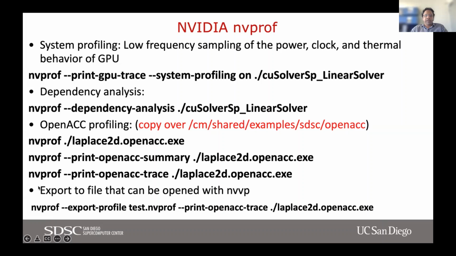So you can do a summary and you can do a trace again, and you can use the OpenACC option so that the profiler is aware that it's an OpenACC code. And finally, you can export this to a file that can be opened with NVPP, which is the visual profiler. So you can do an export profile with the name of that file, and then do the same OpenACC trace and run Laplace, which is the executable there.